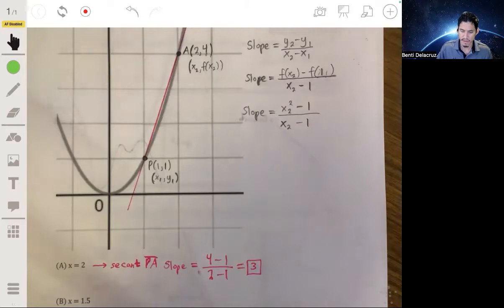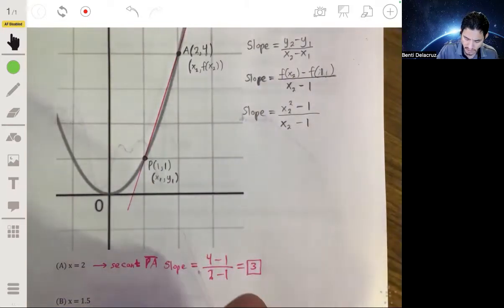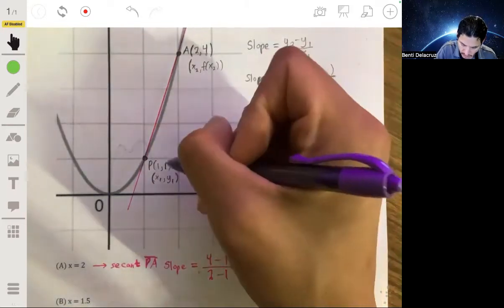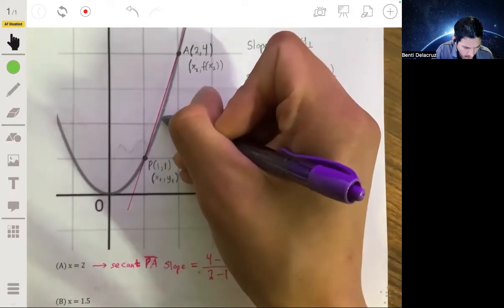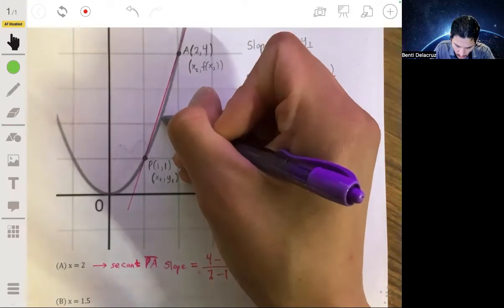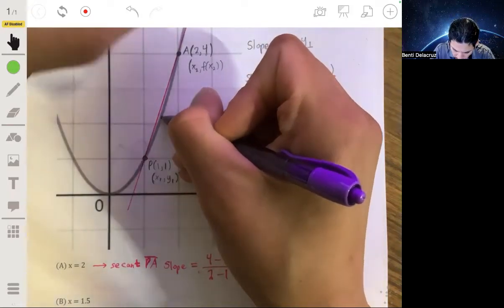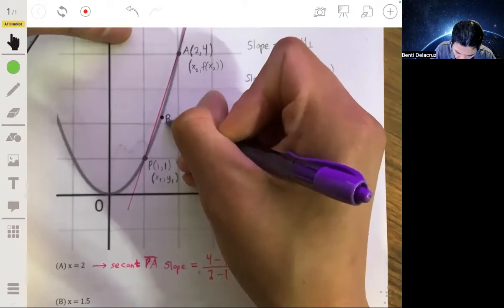Look at the next one. Let's say it goes through 1.5, so 1.5 will be something like over here. So we'll call that point B.